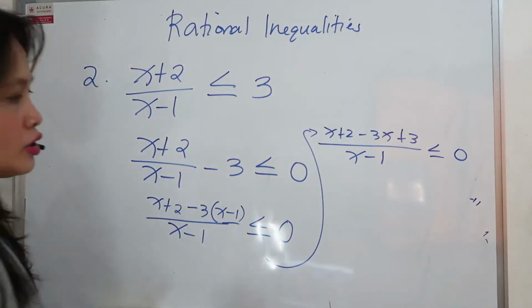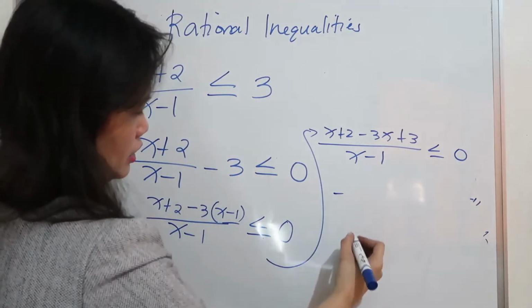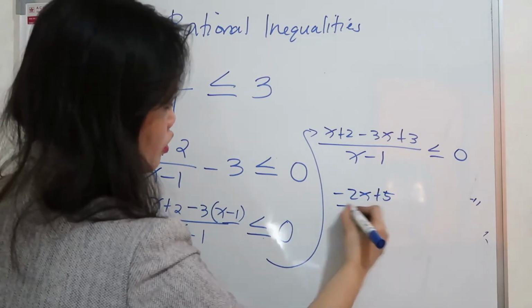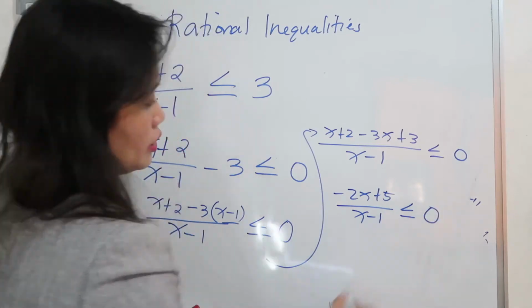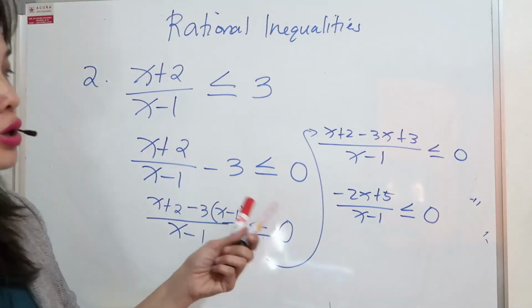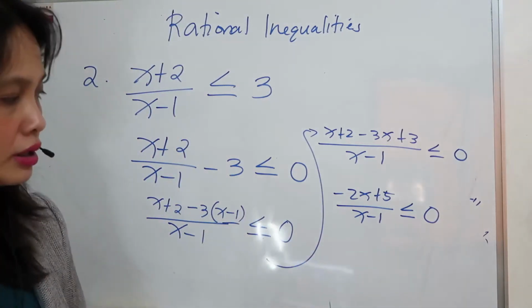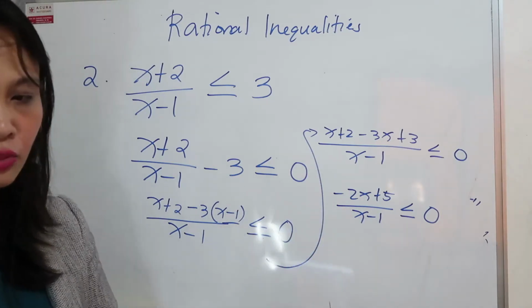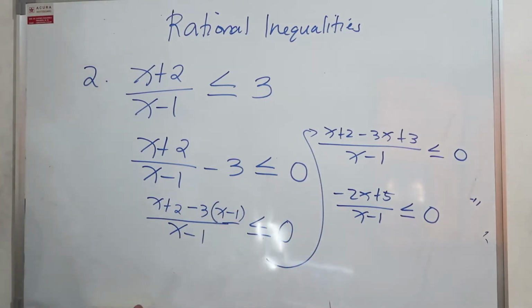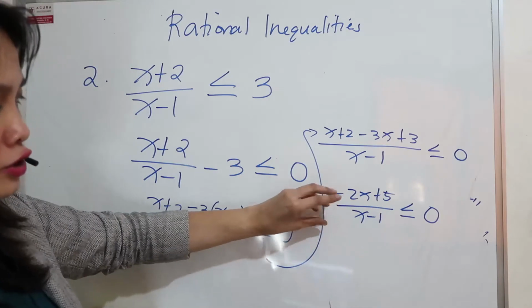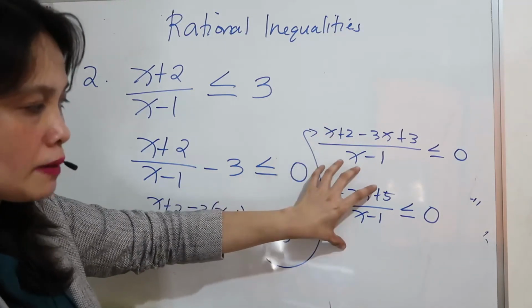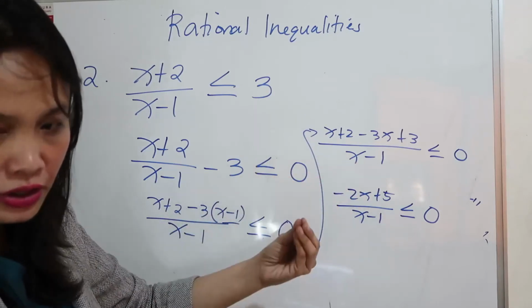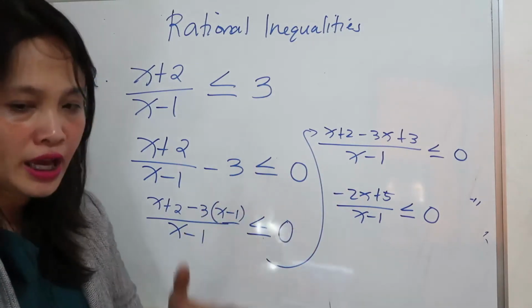So we simplify it and have negative 2x plus 5 over x minus 1 less than or equal to 0. Negative 2x plus 5 is already factored, and x minus 1 is already factored. We cannot factor those any further, because in this particular example, it's already simplified.